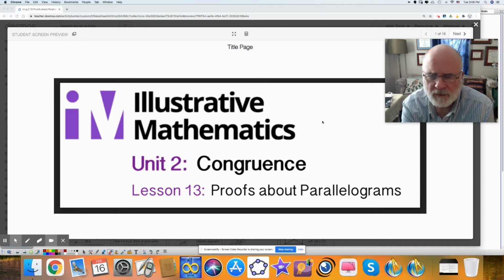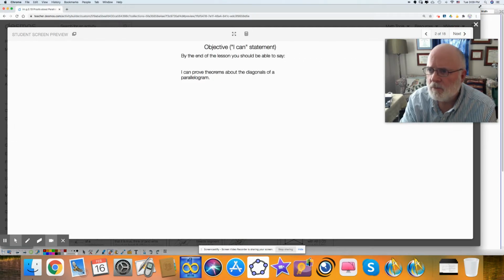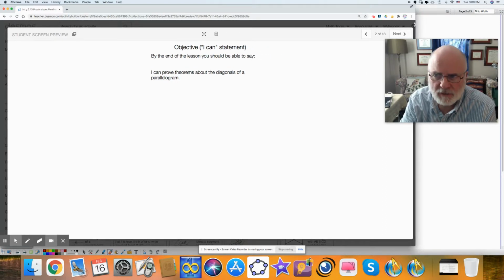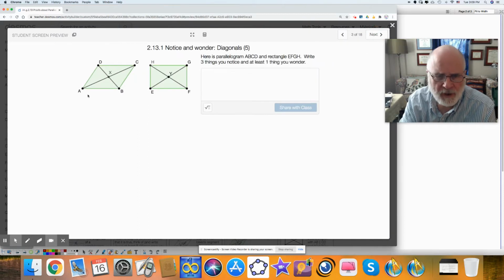Today's lesson is from Illustrative Mathematics, Unit 2 on Congruence, and this is Lesson 13, Proofs about Parallelograms. By the end of the lesson, what you should be able to say is, I can prove theorems about the diagonals of parallelograms. We start off by asking, what do you notice and what do you wonder? Please pause this video and answer this yourself if you're doing this for the first time.